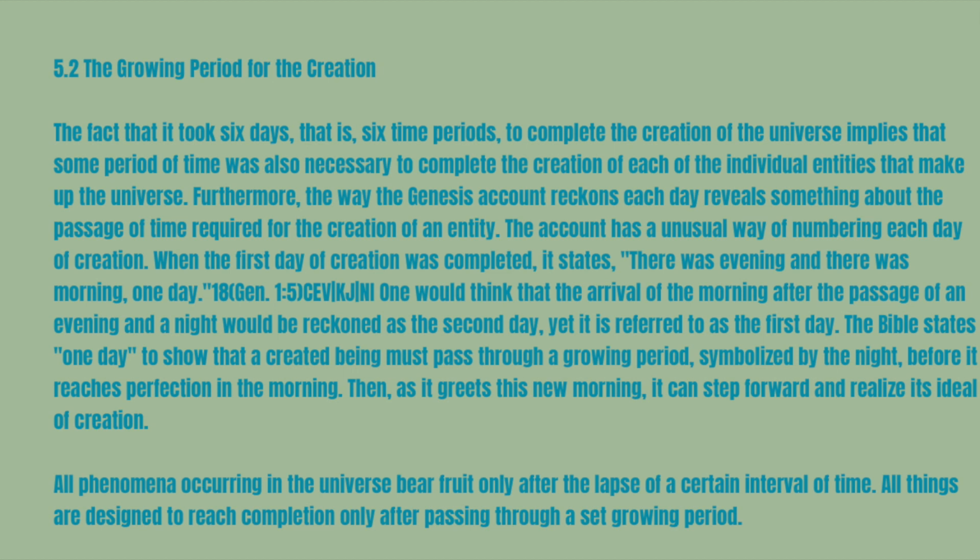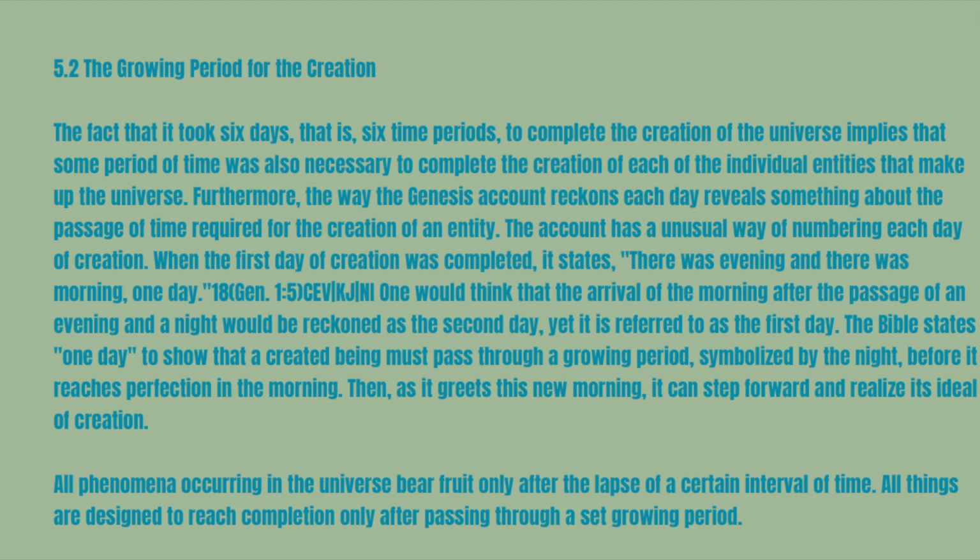The account has an unusual way of numbering each day of creation. When the first day of creation was completed, it states, "there was evening and there was morning, one day." One would think that the arrival of the morning after the passage of an evening and a night would be reckoned as the second day, yet it is referred to as the first day.